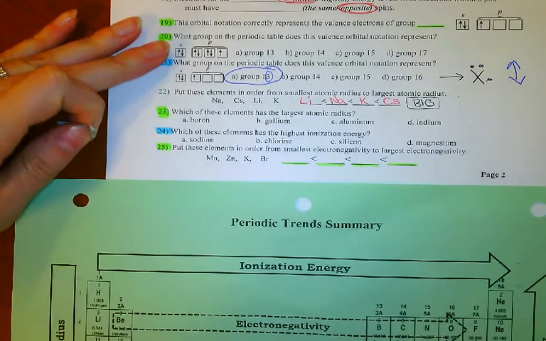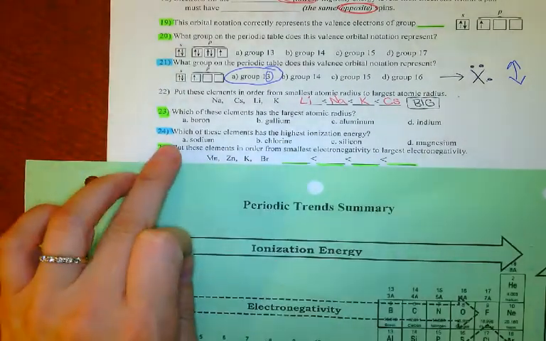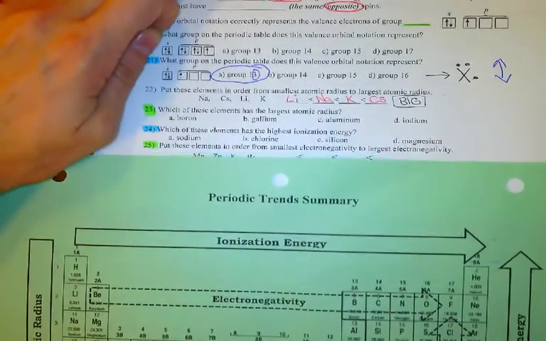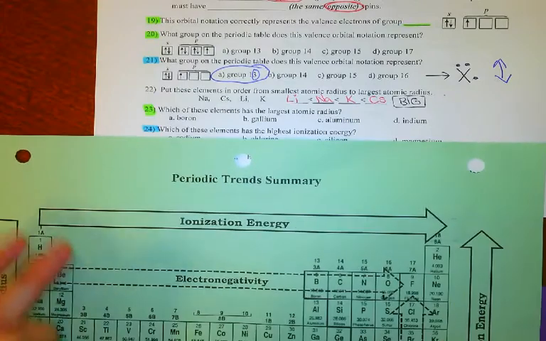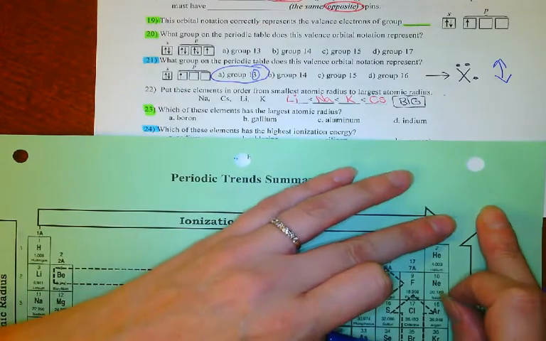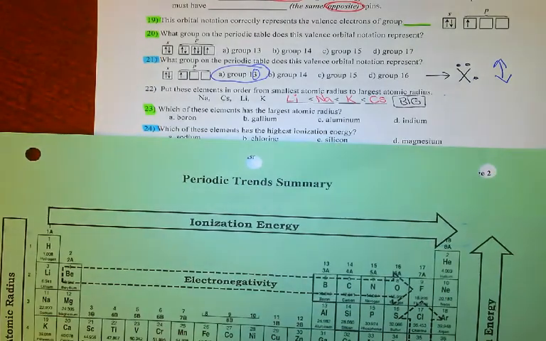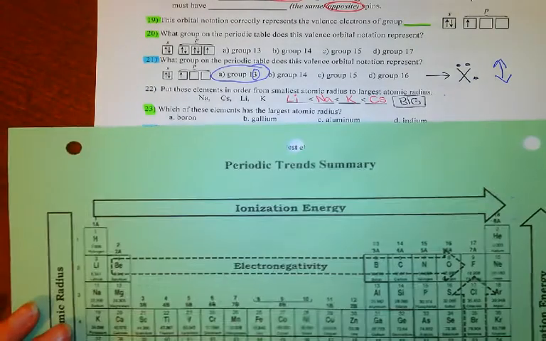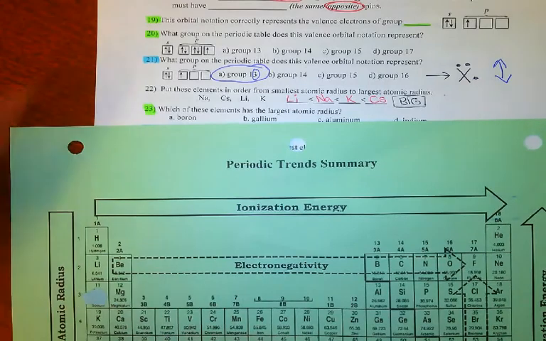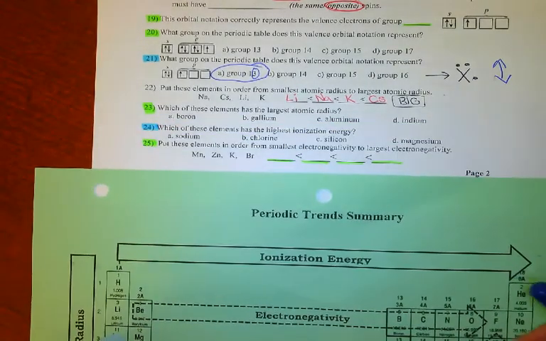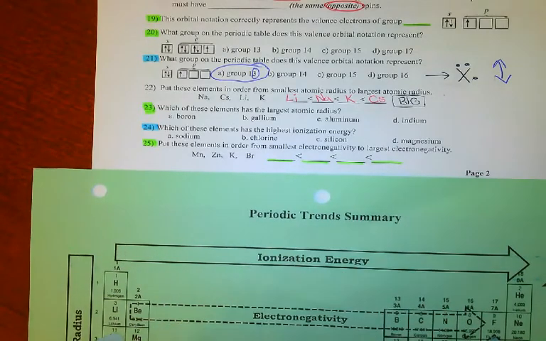Sorry, guys. But for number 24, which one has the highest ionization energy? For ionization energy, I'm going to follow these arrows. Right here is pointing towards the big one. So we're comparing sodium, chlorine, silicon, and magnesium.